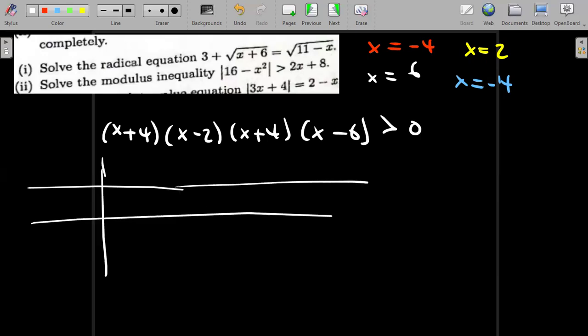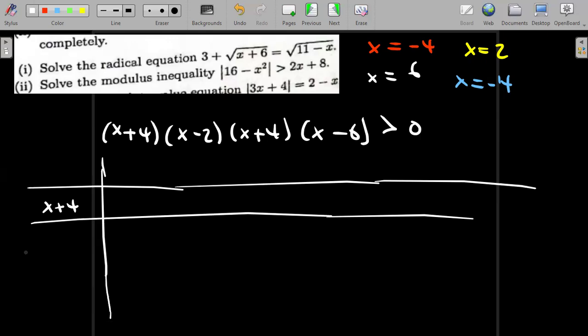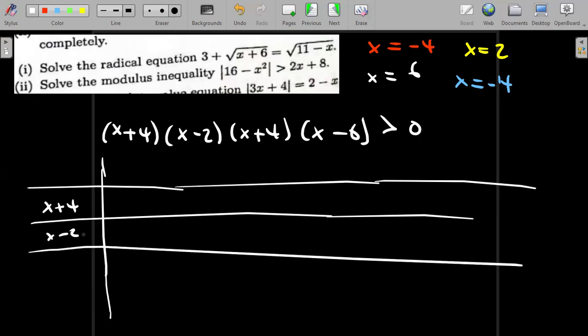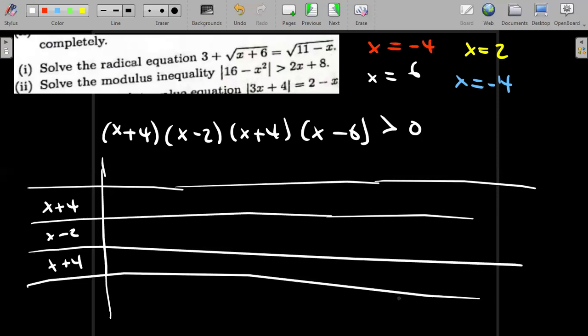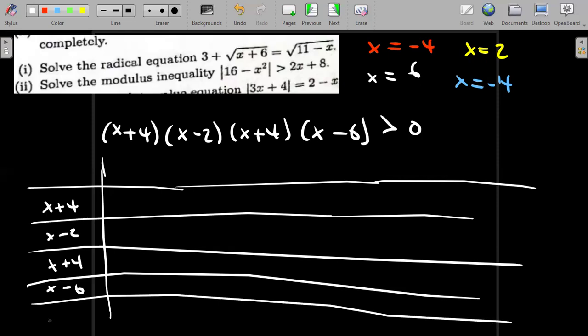Okay, I'll draw a table. So I'll start from here. Here we can plug in the first one, which will have x plus 4. The other one we have is x minus 2. Then we have x plus 4. Then we have x minus 6, like this. Then, of course, the last one is this entire thing here.